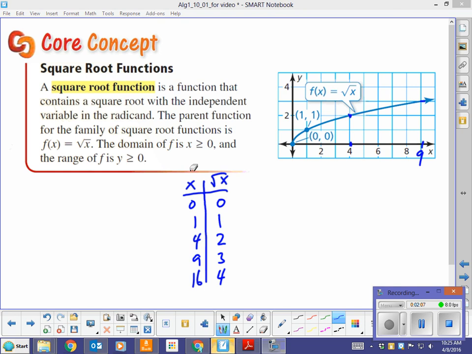Before we move on, let's talk about domain here. In the parent function, the domain is x is greater than or equal to 0, so we're only talking about non-negative numbers here. And the range is y is greater than or equal to 0. One clue for that right now, because we haven't changed anything, is that this always refers to the principal square root. So we're not taking both square roots, we're looking at the principal square root of a number.